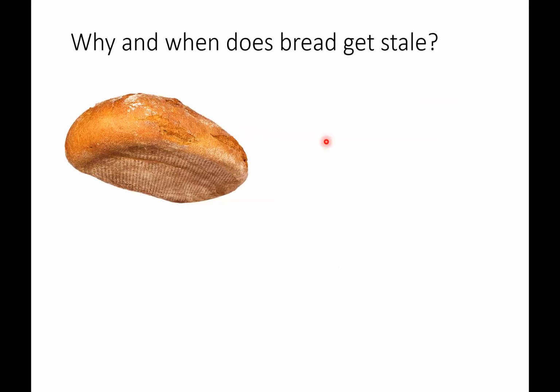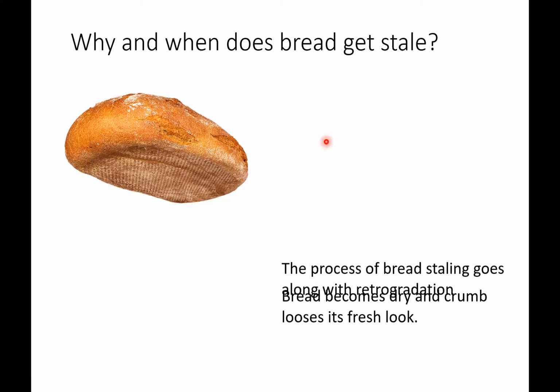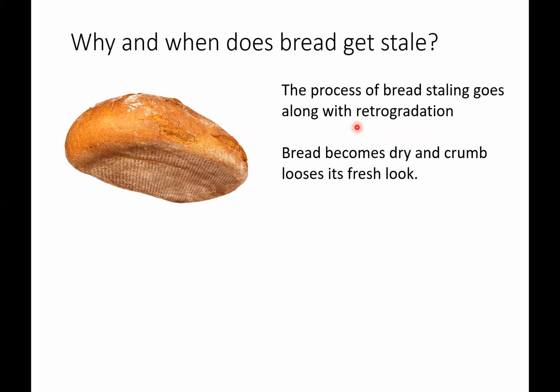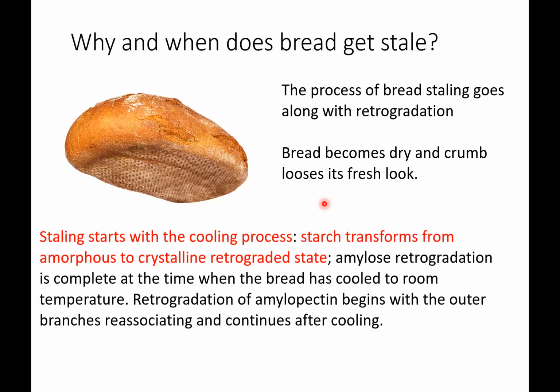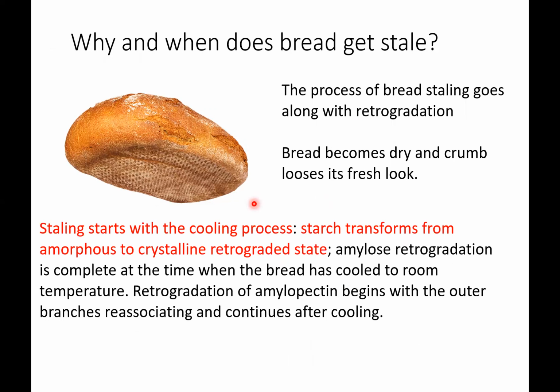I have a flying bread here. So when does it get stale? It actually, frustratingly, goes stale as it cools. It looks nice when it's fresh, but it does start the staling process during cooling because the starch transforms from amorphous to crystalline retrograded state, and the amylose is done by the time the bread is cool. While amylopectin is still busy for a while reassociating and then crystallizing or finding its final structure.